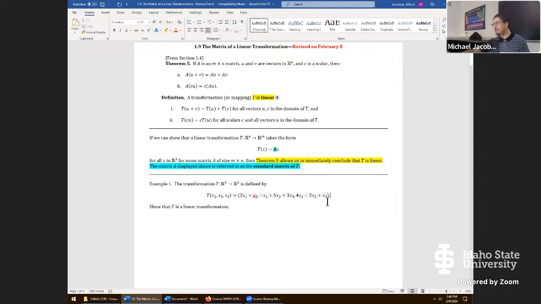We're going to prove linearity of this transformation just by writing it in that format. Once it's there, we'll just say, therefore T is linear. Any questions before we begin?